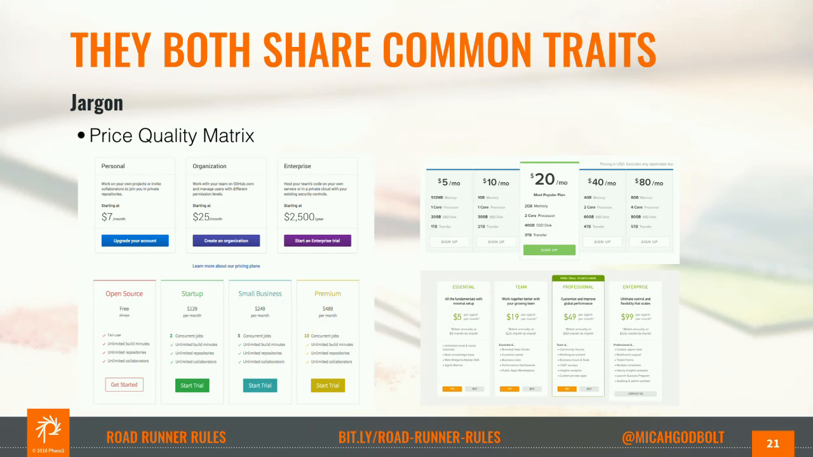It's to the point now that if you go to a site and it doesn't have one of these, you're like, what are my options? What are the prices? I need this. This helps me understand this type of website and this type of service. This is jargon within visual language.